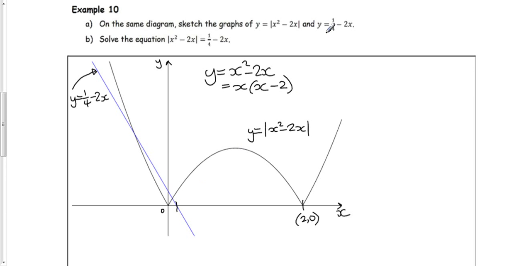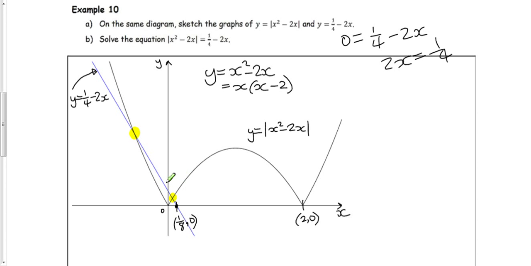So on a straight line graph, when y is 0, I get 0 equals a quarter, take 2x. So 2x will equal a quarter, and x will equal 1/8. So here, x is 1/8, and y is 0. And that's where the straight line graph crosses the x-axis. Now back to part B, finding where the two graphs intersect. We can see from the diagram there are two places where the graphs intersect.